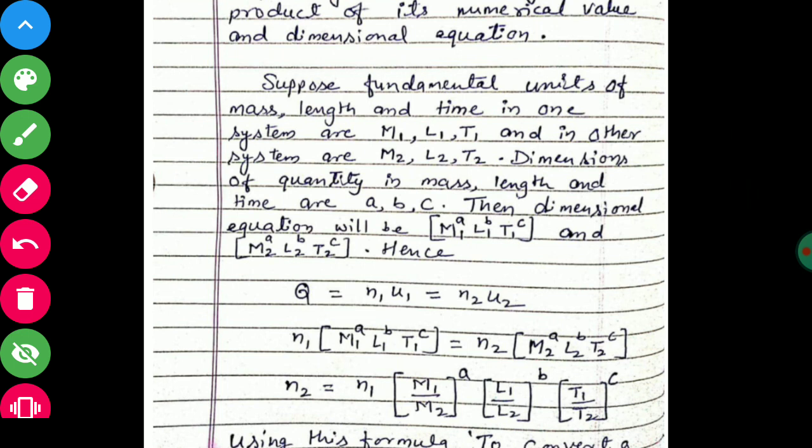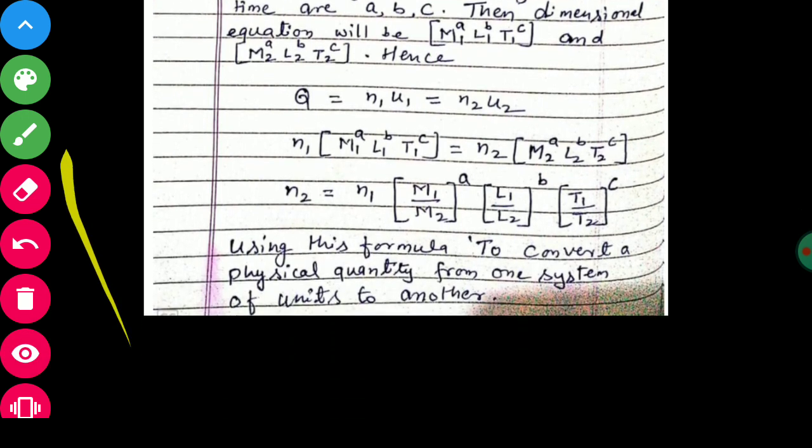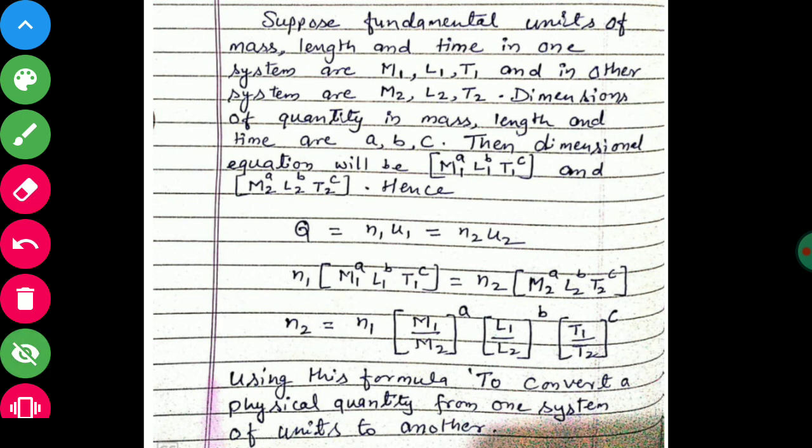Now n1 times the unit dimension of the first system, which I have already explained is M1 raised to power A, L1 raised to power B, T1 raised to power C, is equal to n2 times the dimension in the second system, which is M2 raised to power A, L2 raised to power B and T2 raised to power C. So if you want to find the numerical value of n2, then n2 is equal to n1 times M1 upon M2 whole raised to power A, in the similar way L1 by L2 raised to power B, T1 by T2 raised to power C. Use this formula to convert a physical quantity from one system to another.